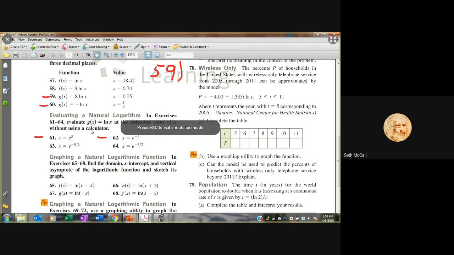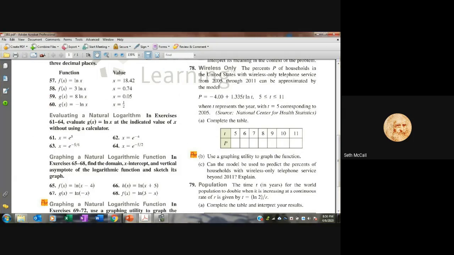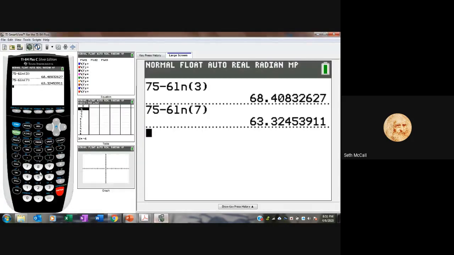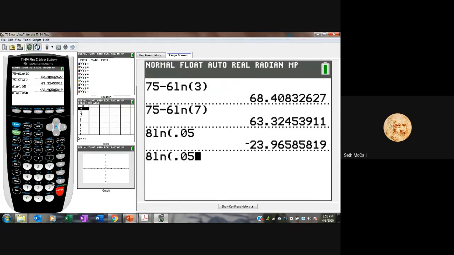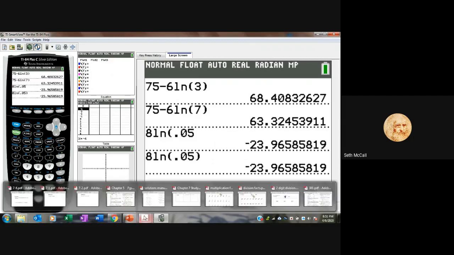So 59 and 60, actually, we don't need to write down, but they want us to do 8 natural log of x, where x is 0.05. So we're going to do 8 natural log 0.05. And I forgot to close out the parentheses, but I do not believe that matters. Let's double check. It does not. So you get negative 23.966 if you round out to 3 decimal places like they asked.